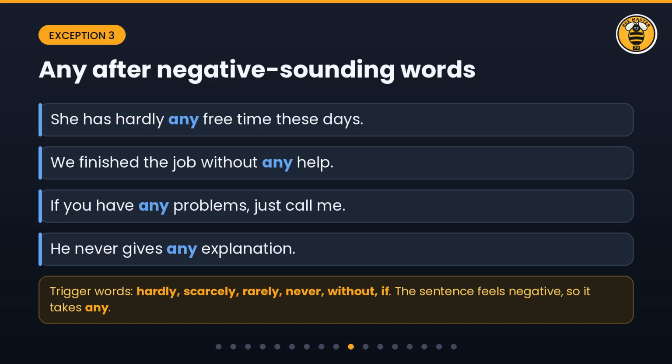Exception number 3. Some sentences have no negative verb, but they still feel negative. Those take any. She has hardly any free time these days. We finished the job without any help. If you have any problems, just call me. He never gives any explanation. The trigger words to remember are hardly, scarcely, rarely, never, without, and if. None of those sentences uses the word not, but each one carries a negative idea, so any is the natural choice.